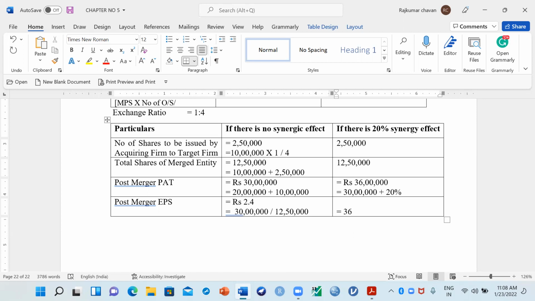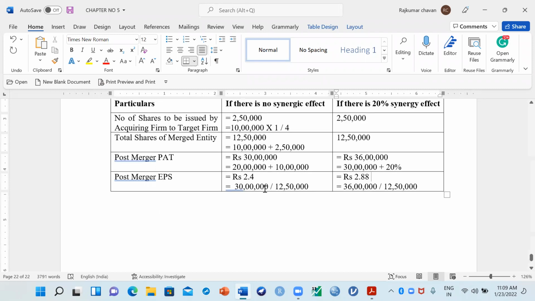2.88. So 36 lakh, you must have calculated like this, divided by 12 lakh 50,000. So what is the EPS? Because of the synergic effect, there is a 2.88 rupees of EPS. Now you see there is some change arising to the company, right? RIL's EPS is increasing because of the synergic effect over here. Okay, so we got few information: post-merger EPS, PAT, merged shares also we got here.